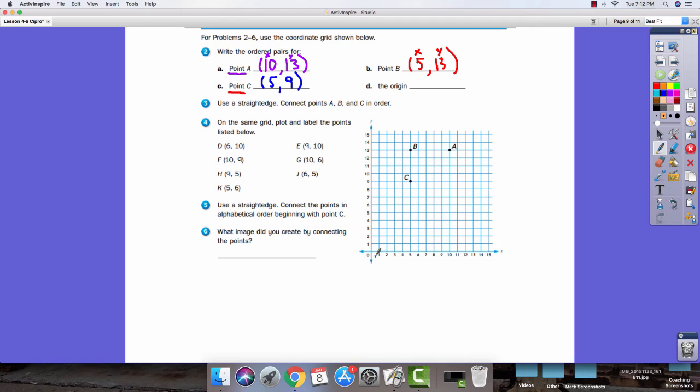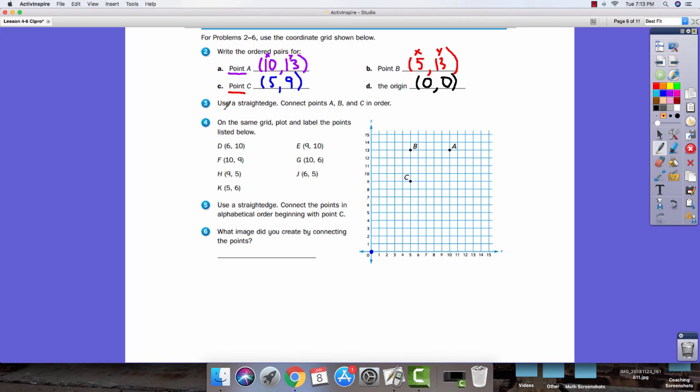If you remember, if you use your notes, the origin is always right here. It's always at the point 0, 0. So to write the ordered pair for the origin, I go 0 on the x-coordinate, and I go up 0 on the y-coordinate. So the origin should look like this: parentheses, 0, comma, 0, end of parentheses, okay? So pause the video, make any changes if you need to. Pause.